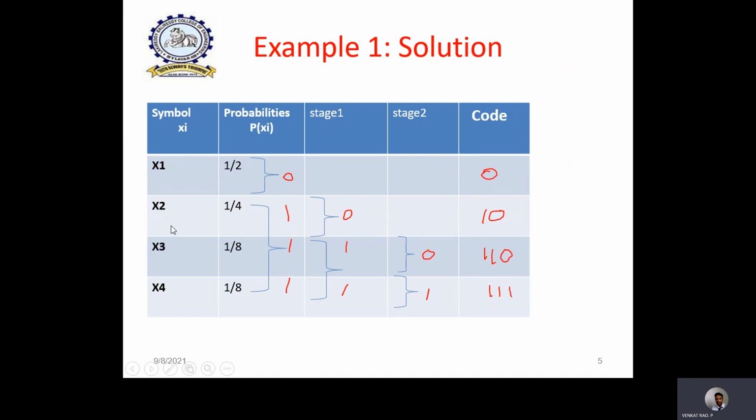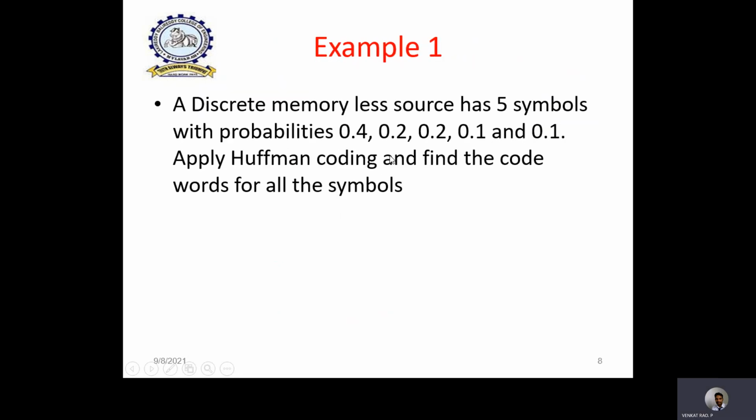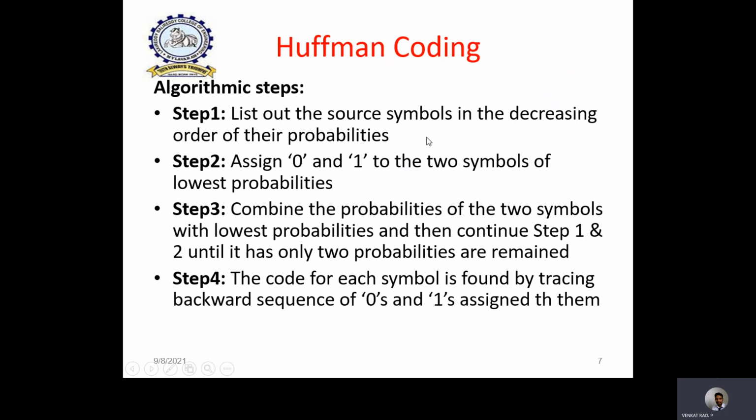Okay. Suppose the code for the x2 symbol is 10. What is the code for x3? 110. This was already explained under Shannon-Fano coding, so similar to this, we need to apply it for Huffman coding. Okay. Now for this example, let us try to implement this step 1.